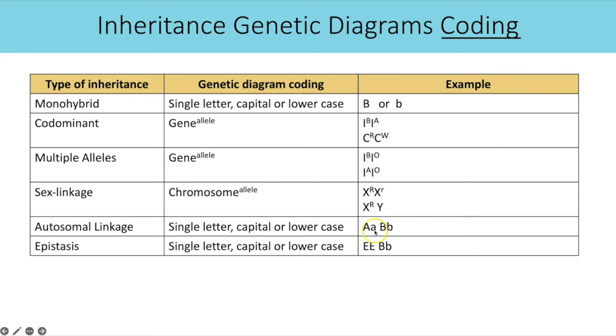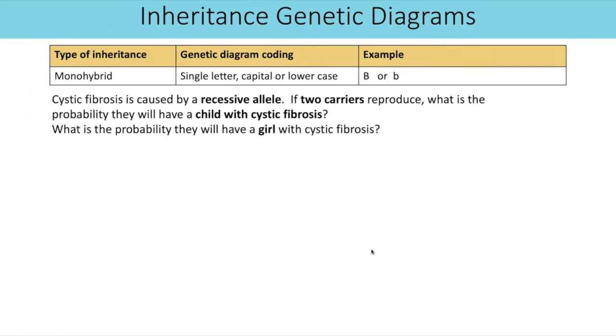Autosomal linkage, this is just using the same system as the monohybrid, but that will always be a dihybrid example. So that's the inheritance of 2 genes. That's why we've got 2 different letters, but it should be capital or lowercase for dominant and recessive. Same with epistasis. That's always a dihybrid example because one gene can mask the expression of the other gene, but you'd pick one letter for one of the genes, another letter for the other, capital and lowercase to represent dominance and recessive. So let's go through some genetic cross examples to look at how this all works.